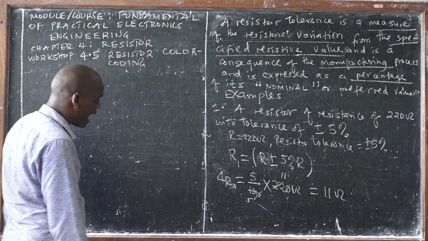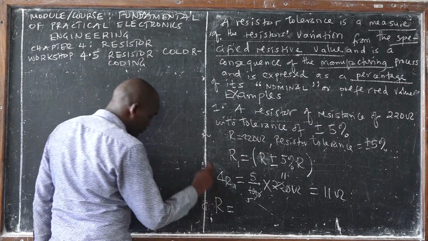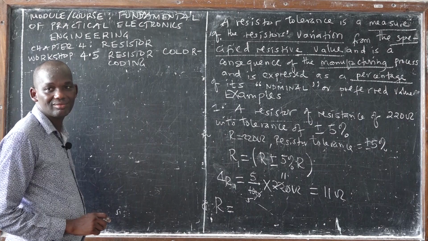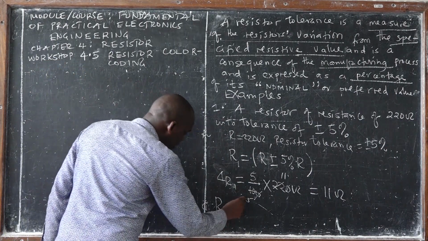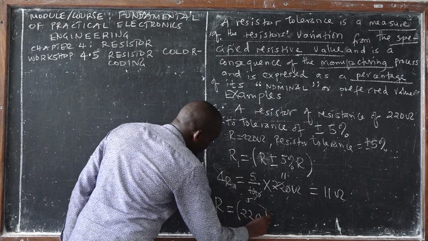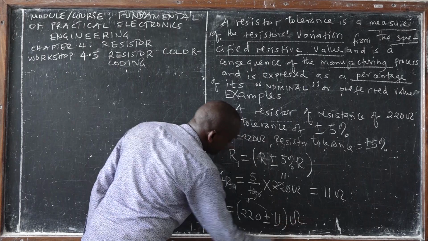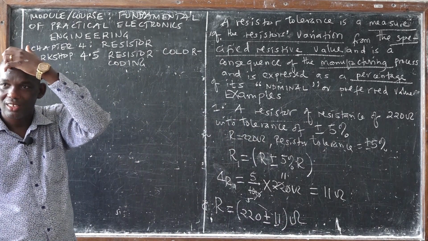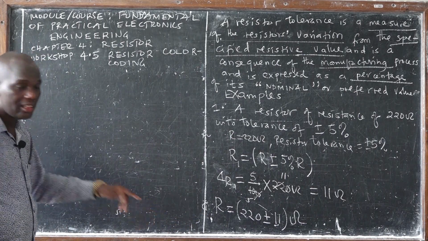Okay? So now, the resistance of this resistor, I said stop writing. The resistance of this resistor, the tolerable error is 11 ohm. Okay? So the resistance of this resistor is equal to what? 220 plus or minus 11 ohm. Are we together?